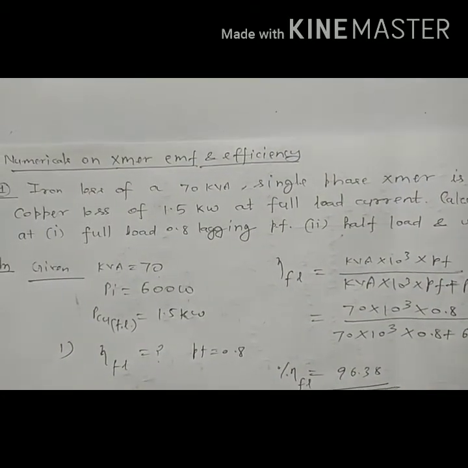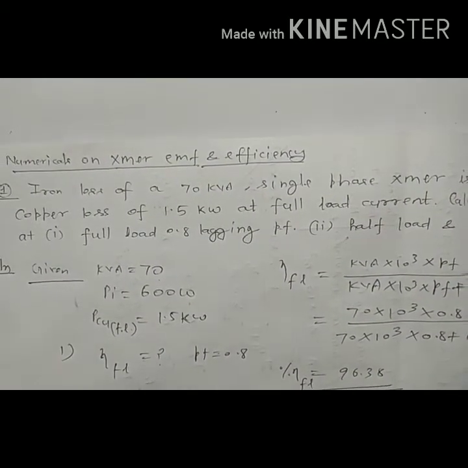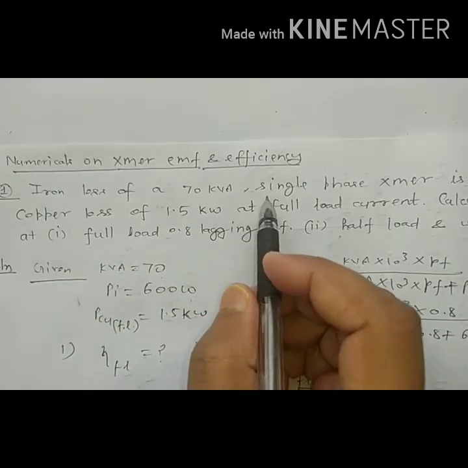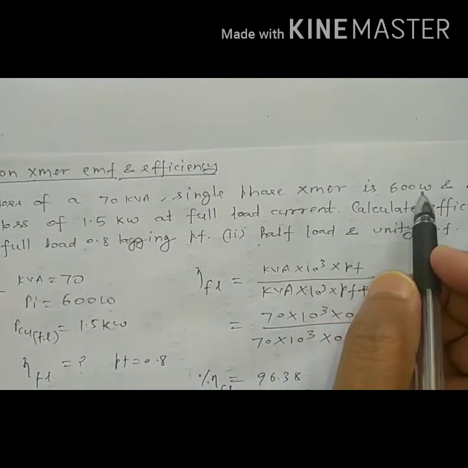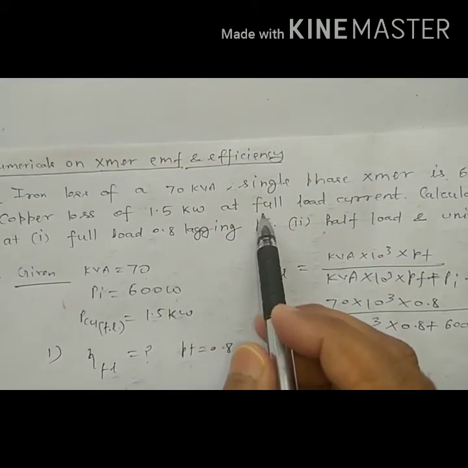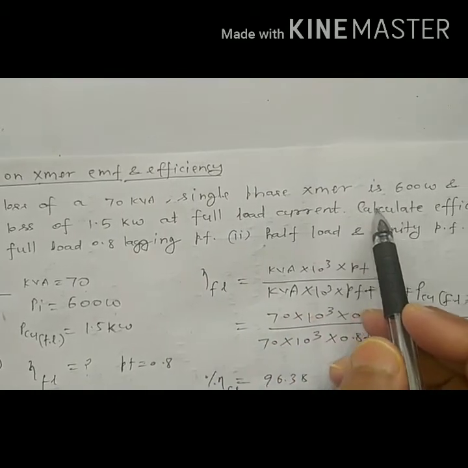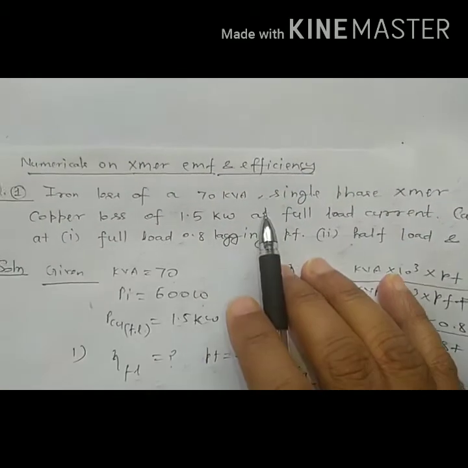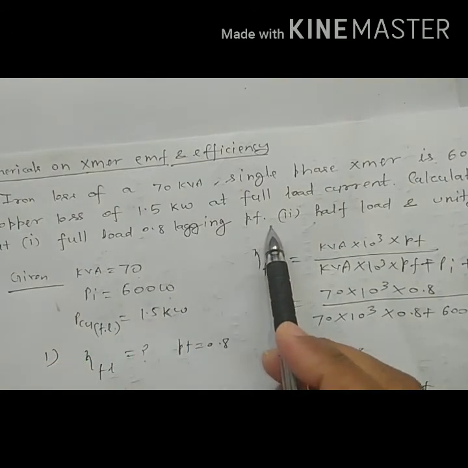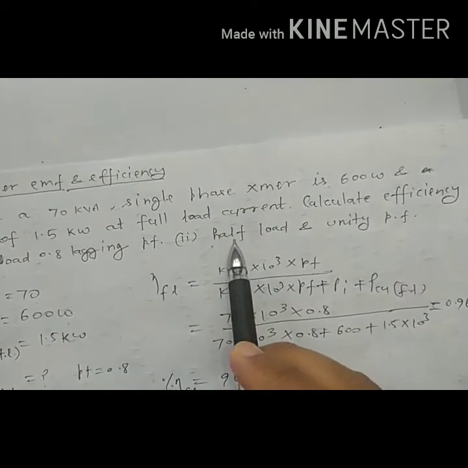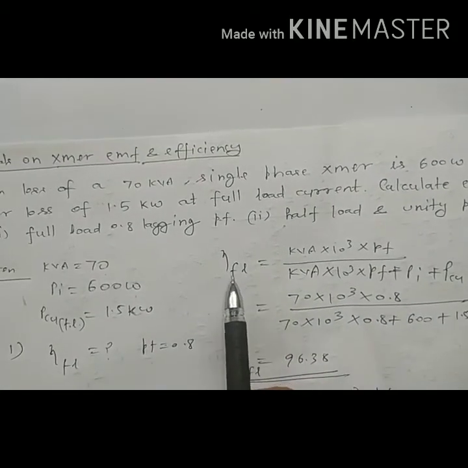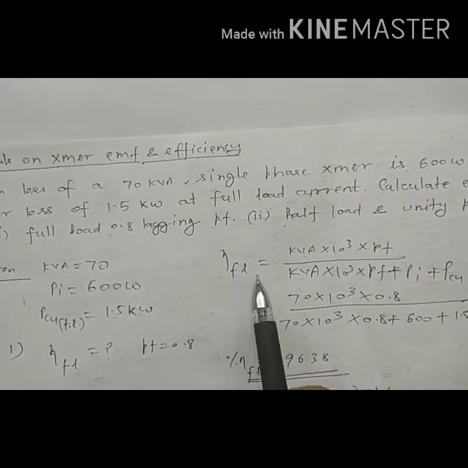Let us solve numerical on transformer EMF and efficiency. Iron loss of a 70 kVA single phase transformer is 600 watt and copper loss of 1.5 kilowatt at full load current. Calculate efficiency at full load 0.8 lagging power factor. Second, efficiency at half load unity power factor. So this numerical is straightforward, based on formula.